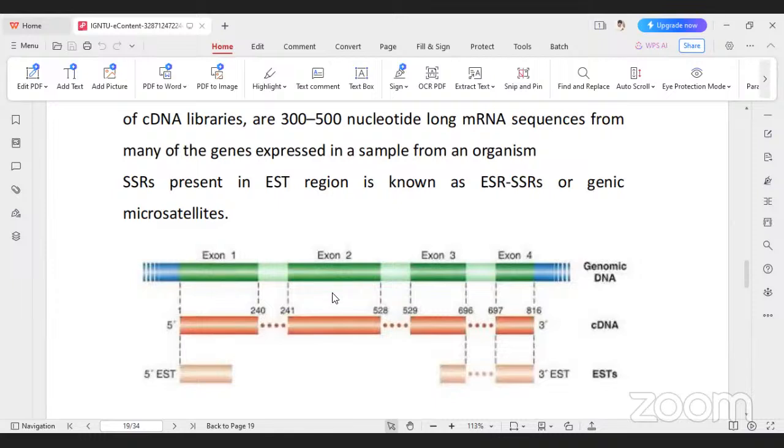So exon 1, exon 2. Then what happened here? In the genomic library, first genomic DNA, exons. The light colors are introns. So later these introns are removed. In cDNA, no introns, no introns. That's why it is effective.